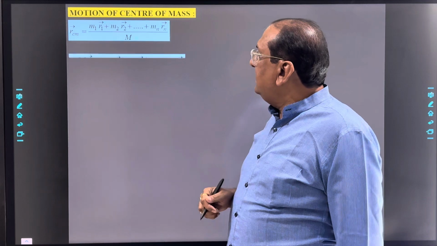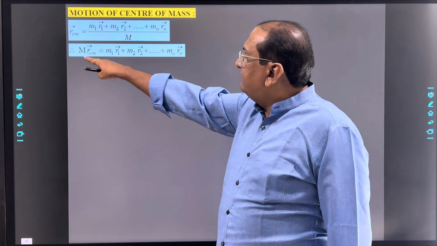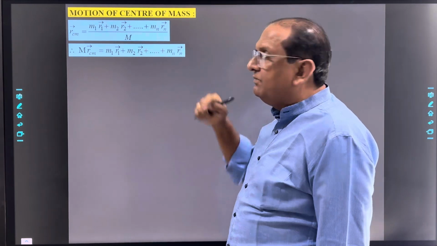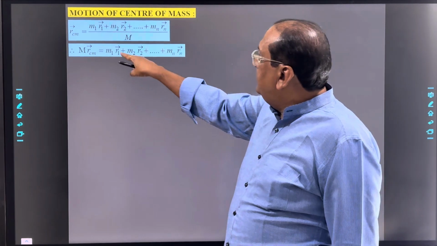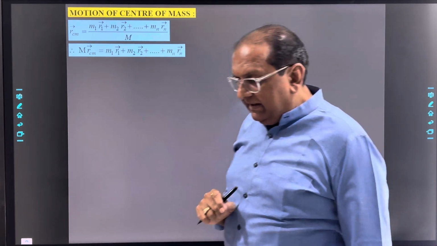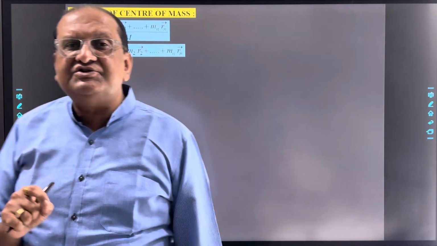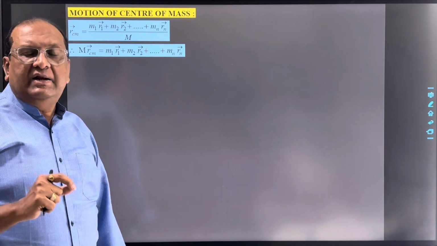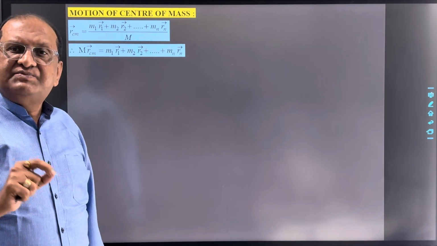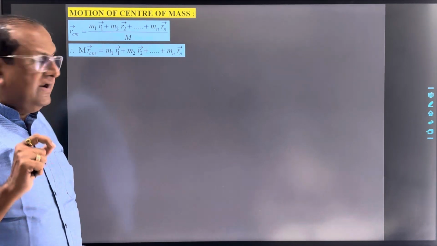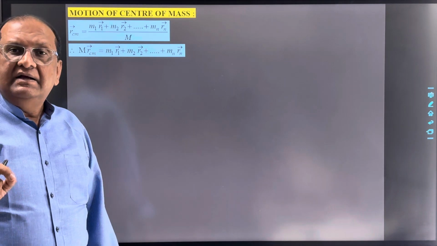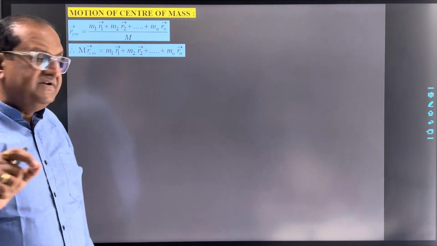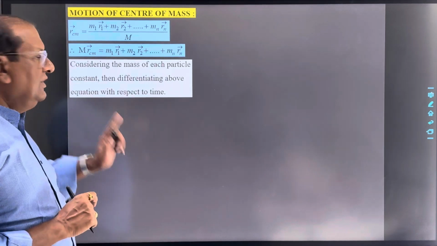Now take this capital M to the left-hand side. Therefore M R_CM = M1R1 + M2R2 + ... + MnRn. Here M1, M2, M3 up to Mn are the masses of the constituent particles, and R1, R2, R3 up to Rn are their respective position vectors.